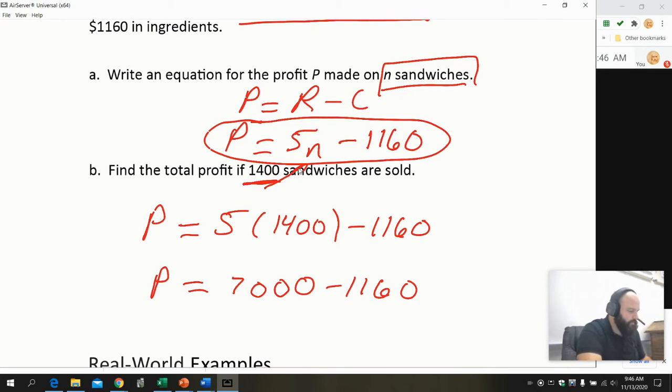So 5 times 1,400 is 7,000. Now, when I do 7,000 minus 1,160, I get 5,840. And so that is going to be our profit. And if you notice, that number is positive, which is a good thing. So that means we actually made some money.